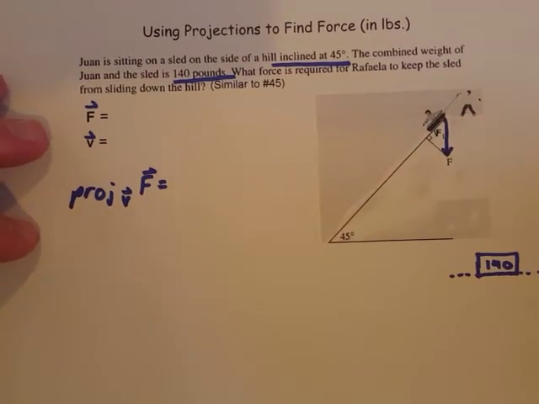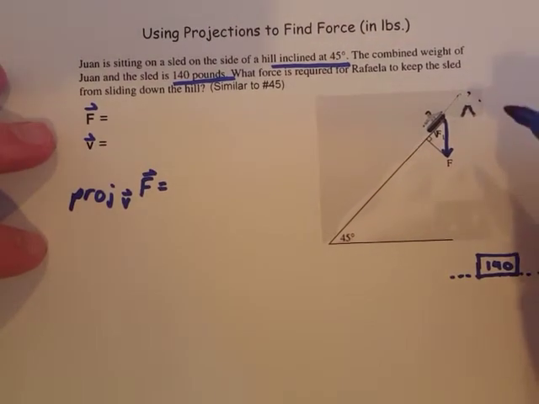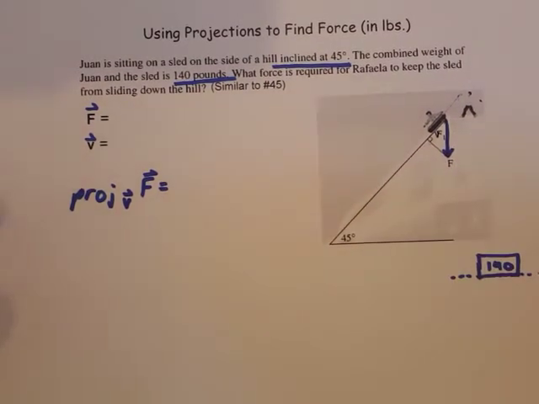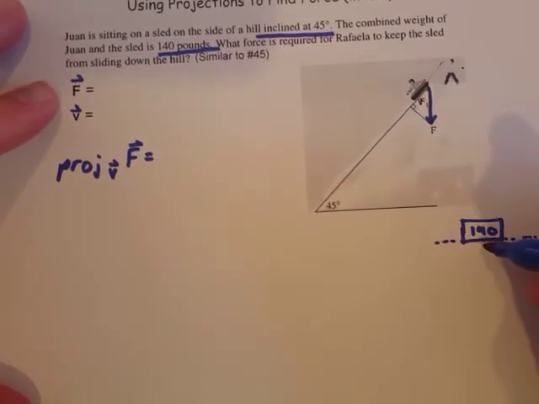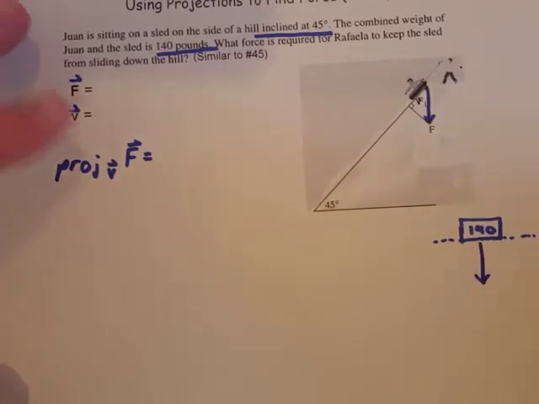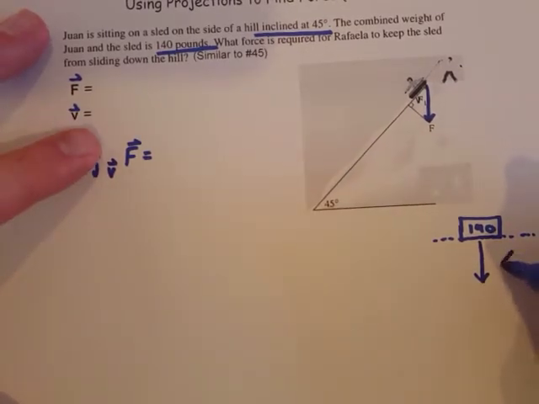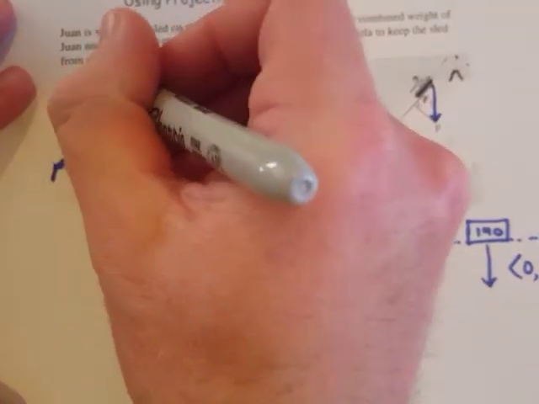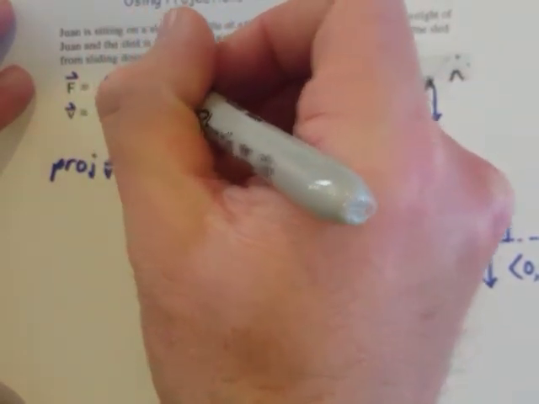Now, the force vector is just how much weight Juan is putting down on this hill. I want you to think about it first of all as if he was just sitting on a flat surface. If there was 140 pounds just sitting on a flat surface, then we would have a vector for force of 0 in the x direction. He's just sitting there. And then negative 140 in the y direction because he's going down. So that's the force vector that we're going to use here: 0, negative 140.